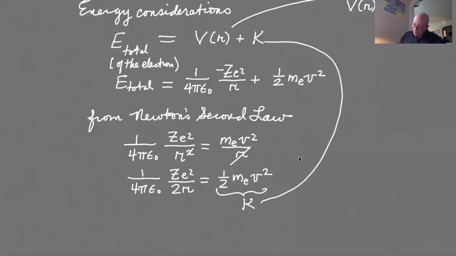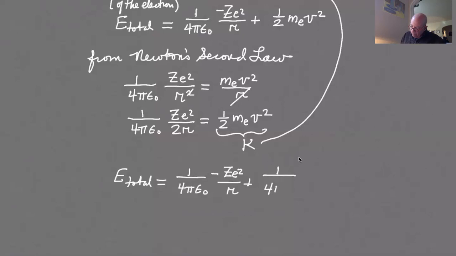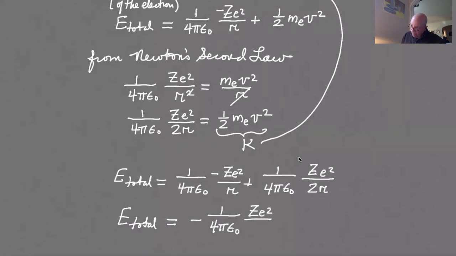And so we can throw that into here. What we get then is that E total is going to be equal to 1 over 4 pi epsilon 0 negative Z e squared over r plus 1 over 4 pi epsilon 0 Z e squared over 2r. And so E total then is going to be negative 1 over 4 pi epsilon 0 Z e squared over 2r.